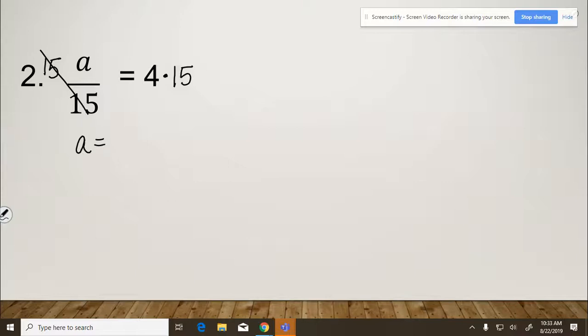And a equals, just a quick way to do this, 4 times 5 is 20. Bring down the 0, carry the 2. 4 times 1 is 4, plus 2 is 6. So our final answer is 60. So 60 divided by 15 results in 4, just like 4 times 15 is 60. All right, let's take a look at another example.